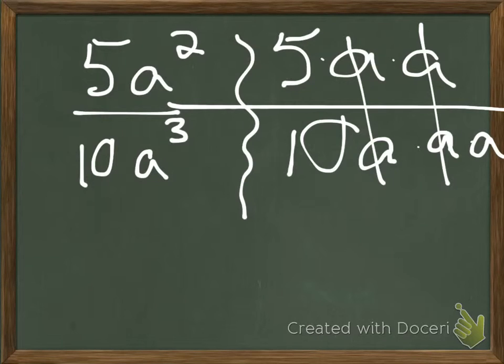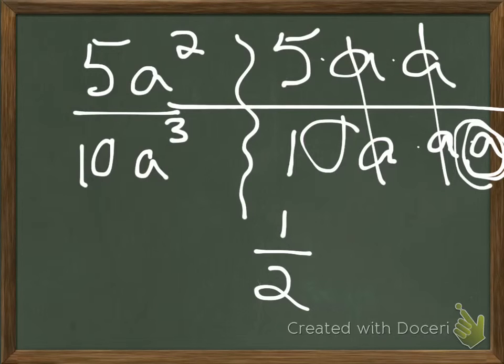Can I do anything with 5 and 10? They're not the same, so do I just leave it as 5 over 10? Why not? It's a fraction, right? So can 5 over 10 be simplified? Yes. Does 5 go into 10? Yes, it ends in a 0, right? What's my new fraction? 1/2. So I've got 1 over 2, and I got 1 A left over. Where am I going to put that A, on top or bottom?